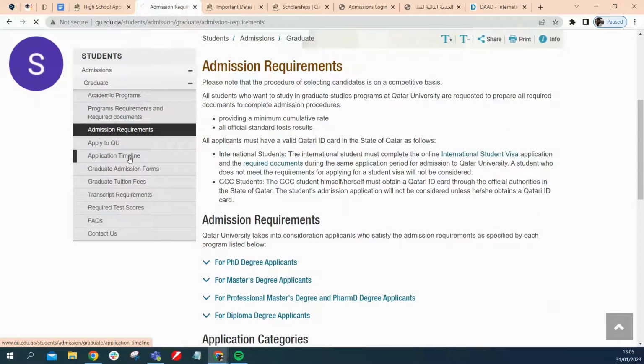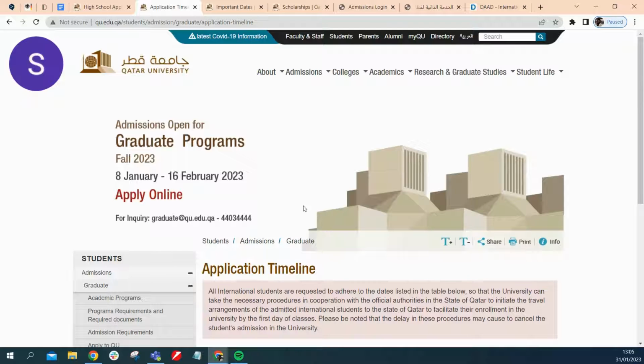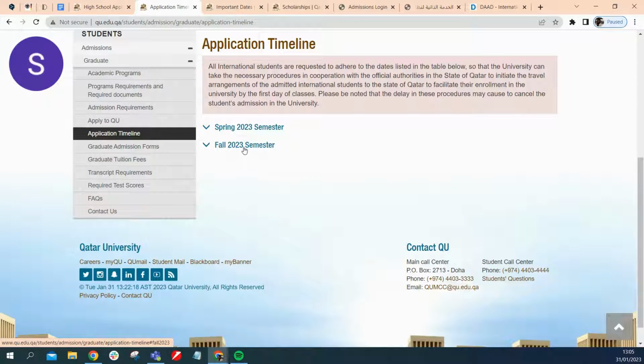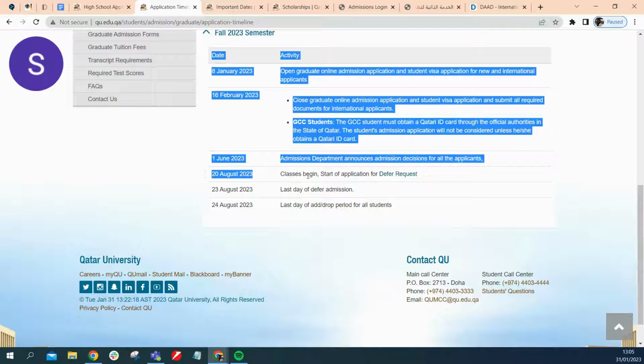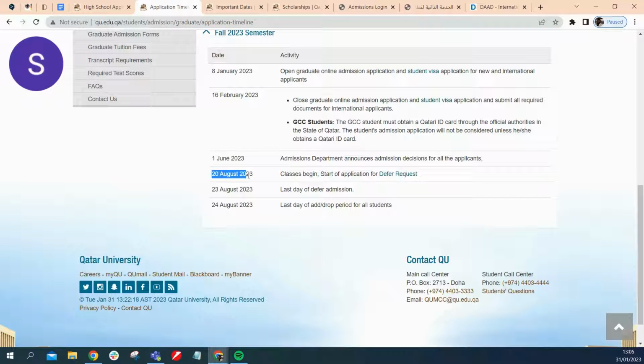And when I look at the application timeline, I would like to point out one thing here. It says that 8th of January was when it opens to all, and 16th February is the last day of application. Please note this 16th of February is the last day. And on the 1st of June, the admission department announces admission decisions for all applicants. 20th of August 2023, classes begin.